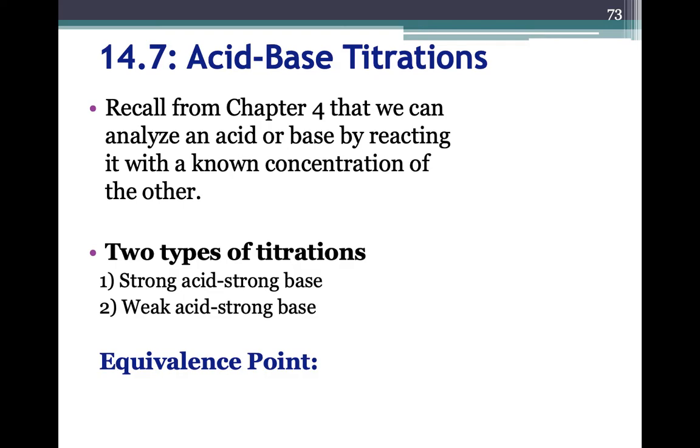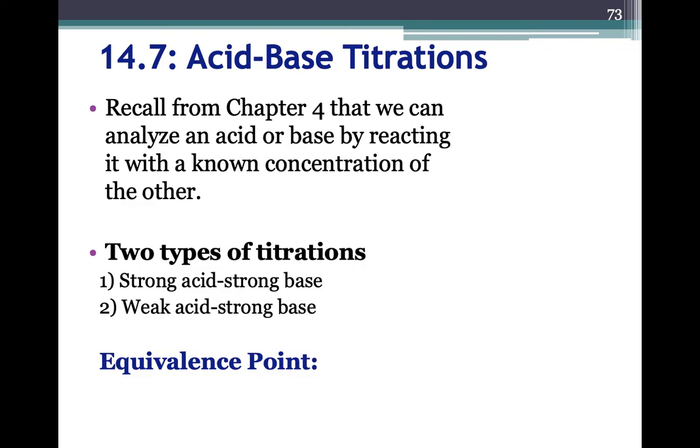And one of the things that we want to know about a titration is where the equivalence point is. And what does the equivalence point mean? It means where the moles of acid are equal to the moles of base. It does not, and please write this in your notes, does not mean that the pH is 7. It will not necessarily be neutral.